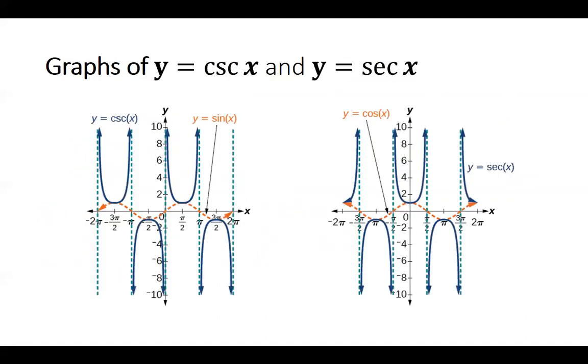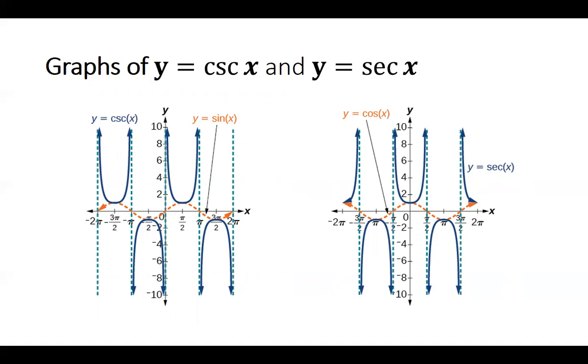Okay, on to cosecant and secant. So the graph of y equals cosecant x and the graph of y equals secant x. Now, you notice that on these, what's shown in orange is the sine function or the cosine function in each of these graphs. And remember that cosecant is the reciprocal of sine. Secant is the reciprocal of cosine. Well, once we think of that, it starts to make sense.